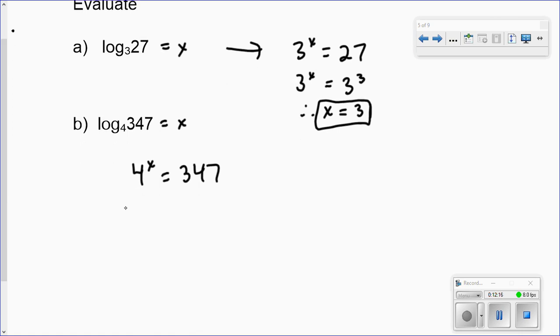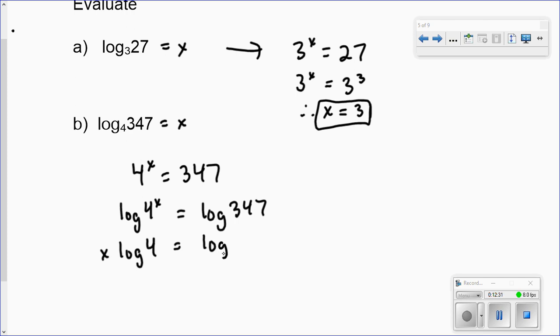Now if I take the logarithm of both sides, I use a rule that we're going to do in a minute here. So this becomes x log 4. That's one of my exponent logarithmic rules. That still equals the log of 347. Now I could solve for x by dividing both sides by log 4. Now I just simply go to my calculator and get an approximation. I go to my calculator and type in the log of 347, divide that by the log of 4.